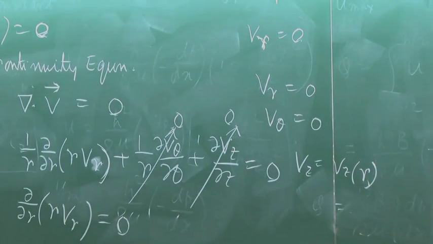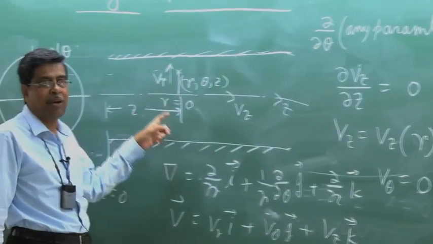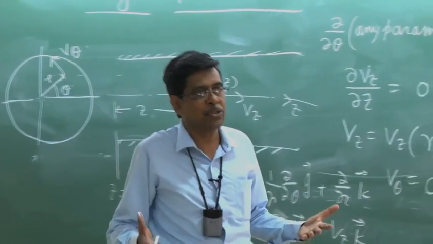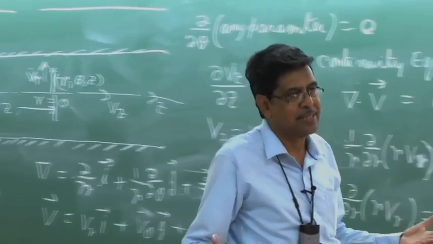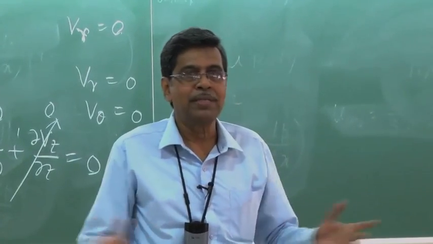Now you see that since del p del theta is 0 and there is no theta component of velocity, I don't want to invoke or call the Navier-Stokes equation in theta direction. It is unnecessary. It is not required. You can see in your book how it is written.